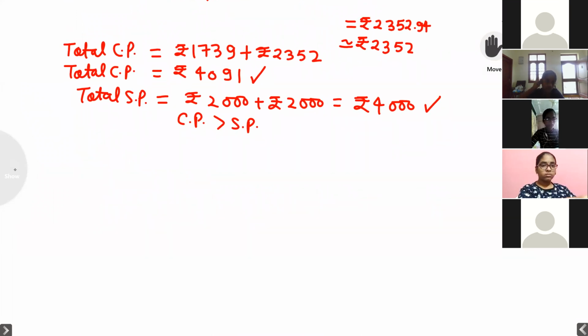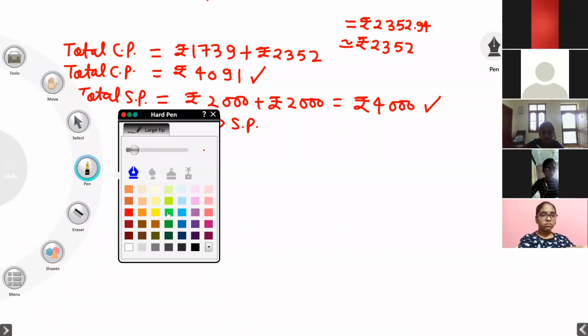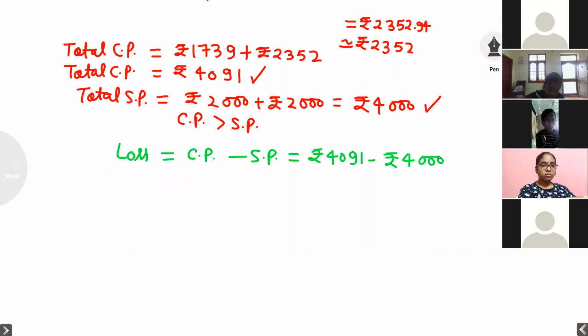Don't worry, again I will scroll down. First note down. Sorry, first I want to find out the loss. Loss is equal to CP minus SP. CP is rupees 4091 and SP is 4000. How much loss is there? 91 rupees.